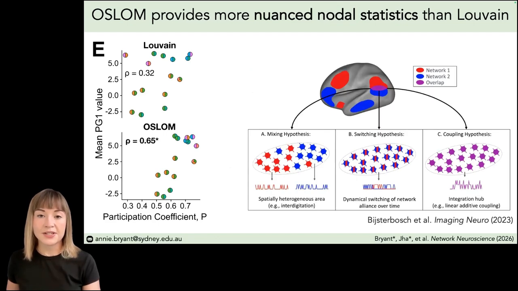Although our application here was to structural connectivity rather than functional, I do think this ties in with really interesting work from Janine Biesterbosch and colleagues at Washington University St. Louis, showing that regions participating in multiple functional networks are more likely to exhibit linear additive coupling as integration hubs, routing communication across otherwise distributed networks.